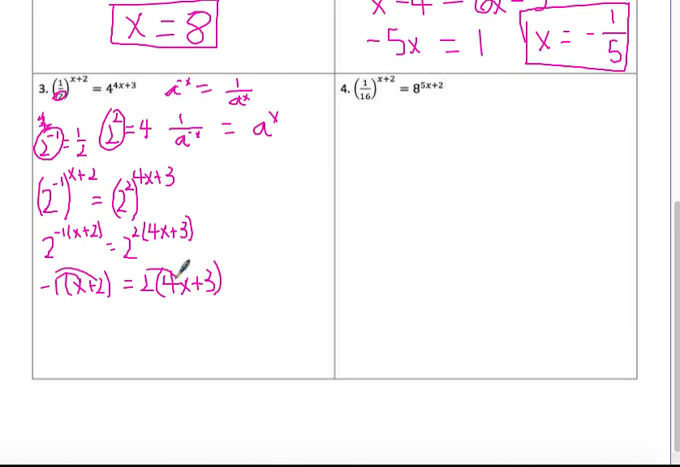And then we're solving, again, a basic linear equation. So negative x minus 2 equals 8x plus 6. And then I think we get 9x and negative 8. So x equals negative 8/9.